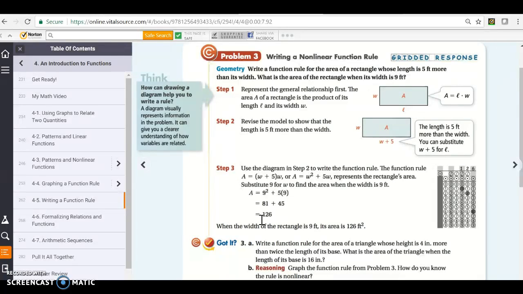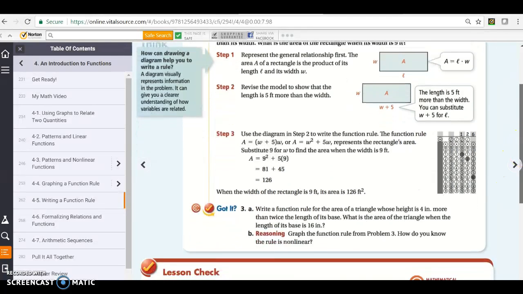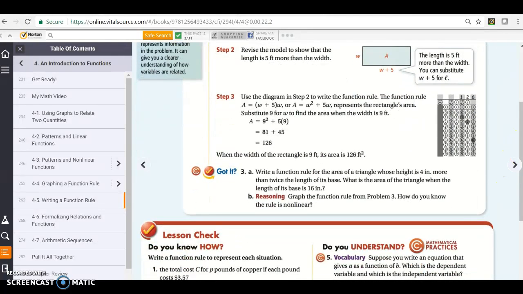All right, so now let's do it on our own. It says write a function rule for the area of a triangle whose height is 4 inches more than twice the length of its base. What is the area of the triangle when the length of its base is 16 inches? So let's draw it out.